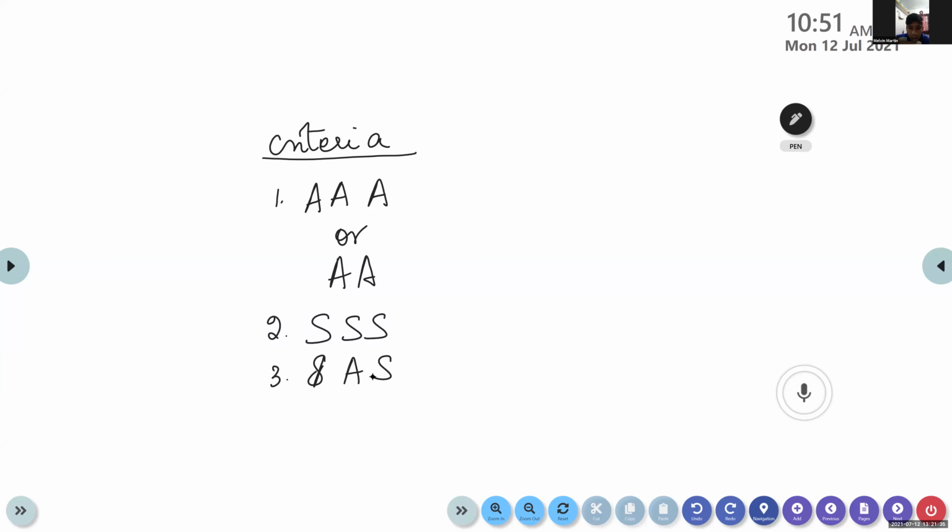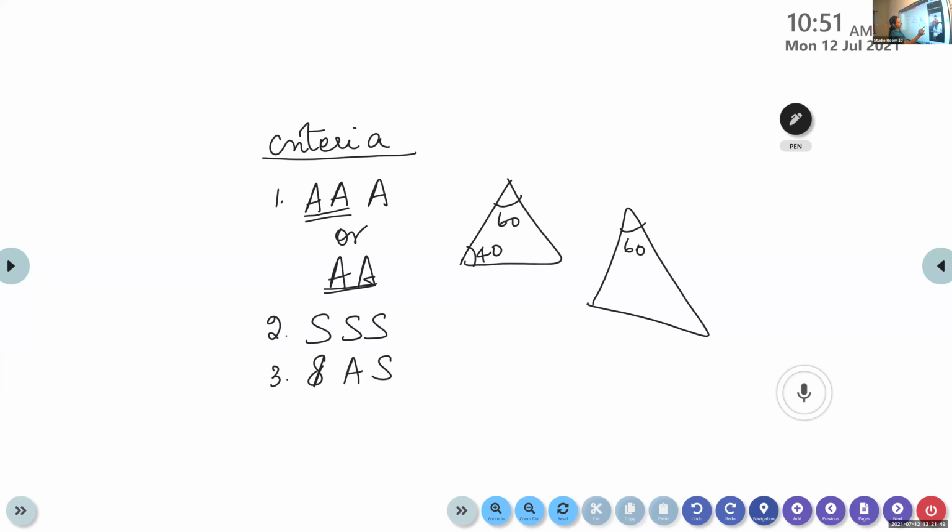The first one, AA: that day we said, if 2 angles are equal, look at 2 triangles here. Suppose this is 60, 40, and another triangle I'm having like this. Here it is 60, 40. What will be the third angle? It is 80. Whether the third angle will be equal? Yes, ma'am. That is by using the angle sum property. So it is not compulsory to check all 3 angles. If 2 angles are equal, then automatically the third angle will be equal by using the angle sum property and we get they are similar.